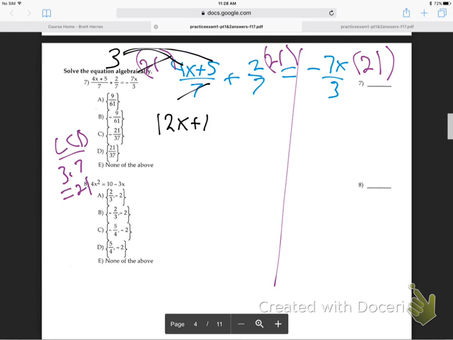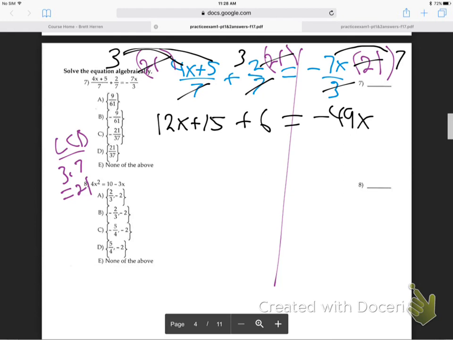We get 12x plus 15. Good so far. And then 7 into 21 3 times. 3 times 2 is 6. And 3 into 21 7 times. And the leftovers multiply, minus 49x. So we cross cancel and multiply what's left over. You all good there? Got rid of the fractions.